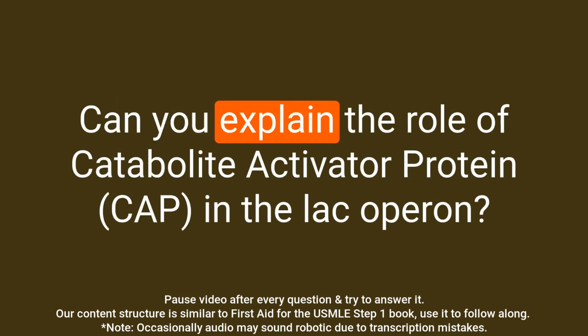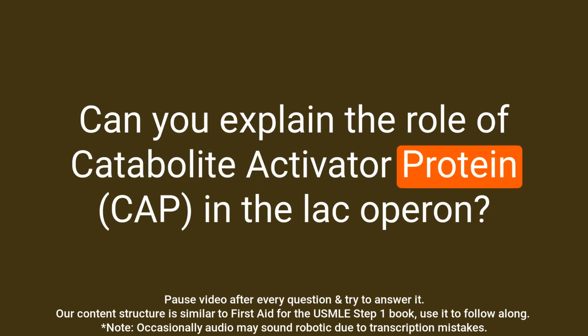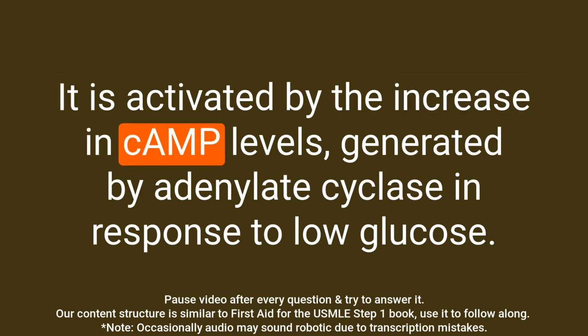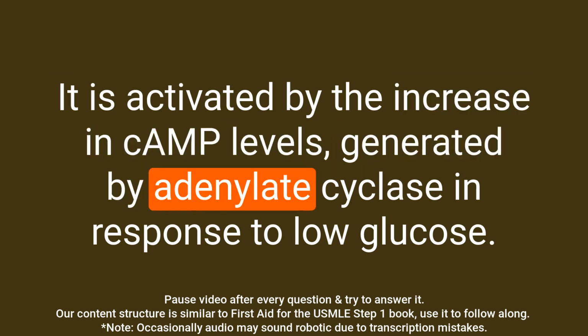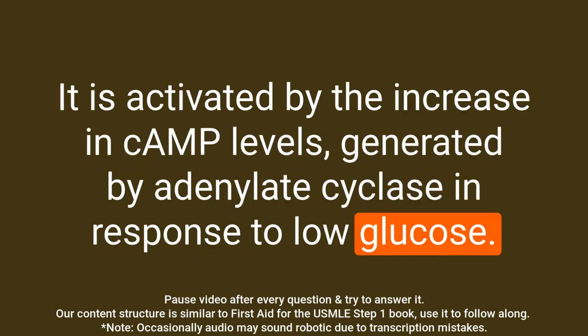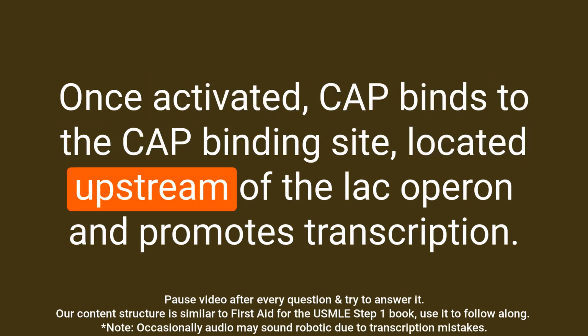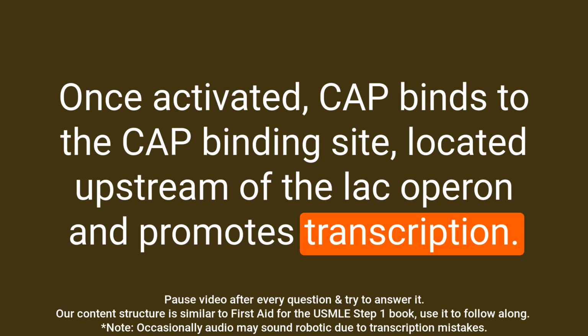Question: Can you explain the role of catabolite activator protein in the Lac Operon? Answer: The catabolite activator protein is a protein that activates the Lac Operon in response to low glucose levels. It is activated by the increase in cAMP levels generated by adenylate cyclase in response to low glucose. Once activated, CAP binds to the CAP binding site located upstream of the Lac Operon and promotes transcription.